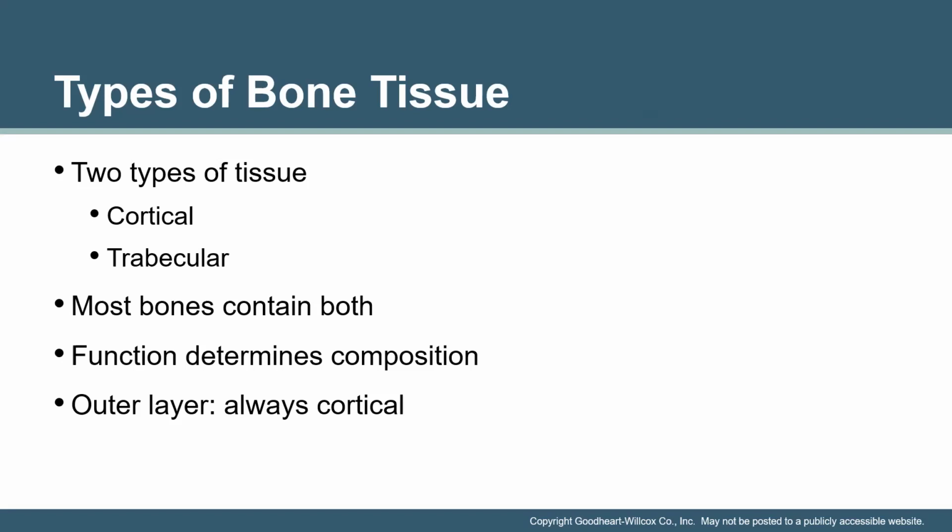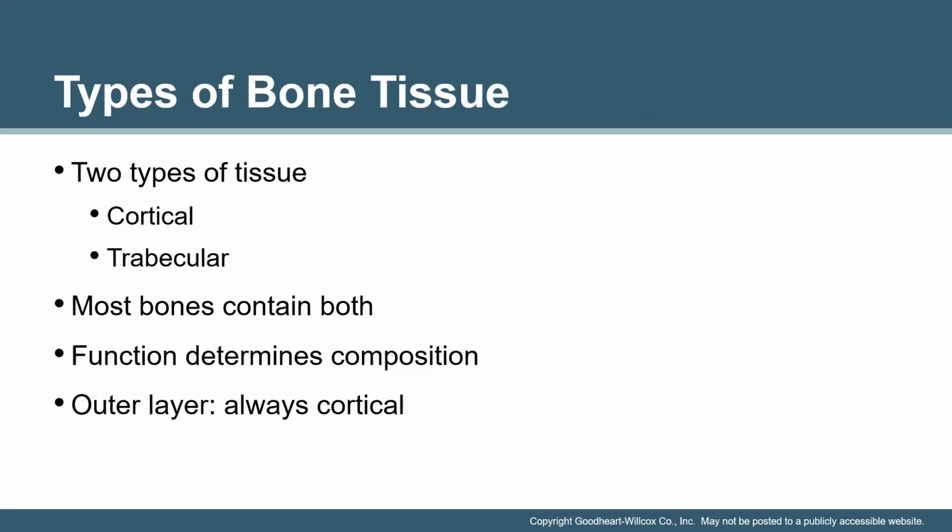The cortical portion of the bone, again, that's that outer compact bone portion, will be stiffer due to a higher mineral content. The trabecular bone can deliver some rigidity, but it's lightweight due to the porous nature of trabecular bone. Most bones will contain both cortical and trabecular. The function of a given bone will determine whether it's composed mostly of cortical or trabecular bone.